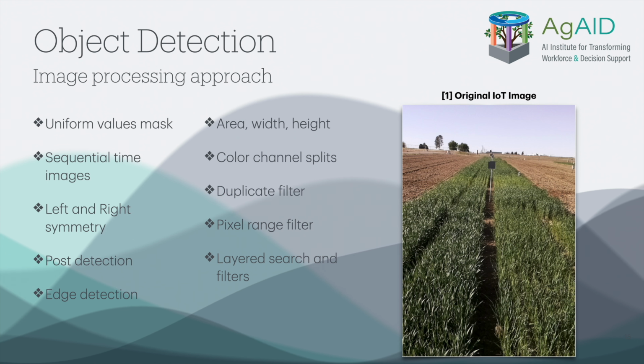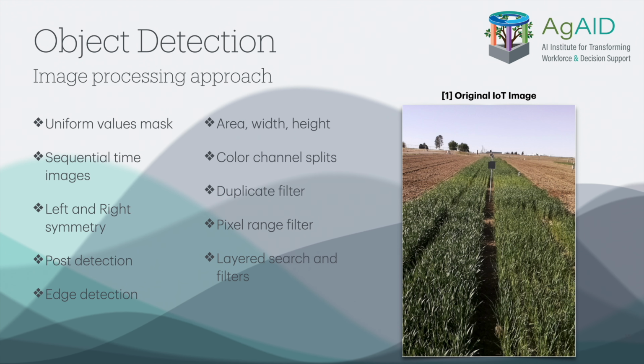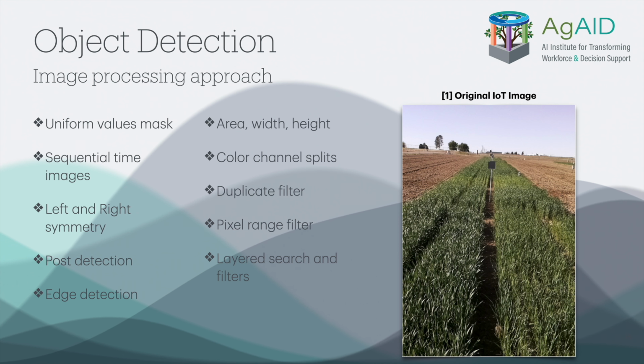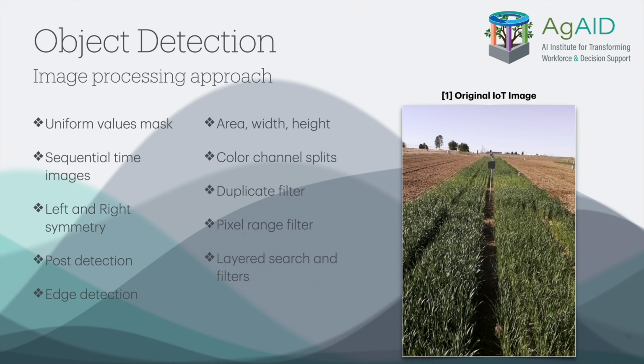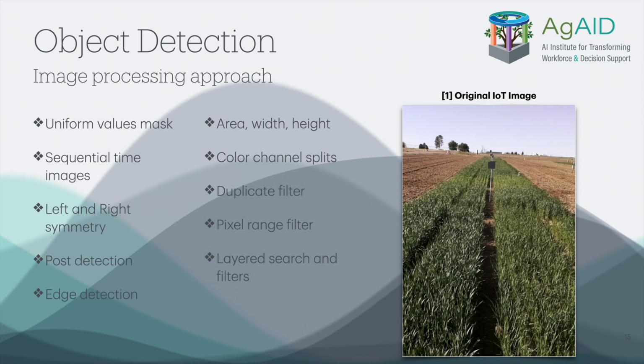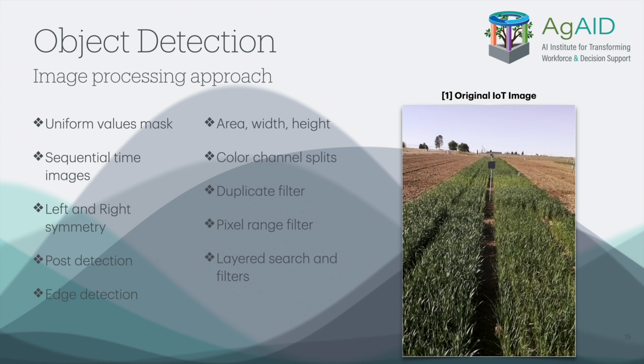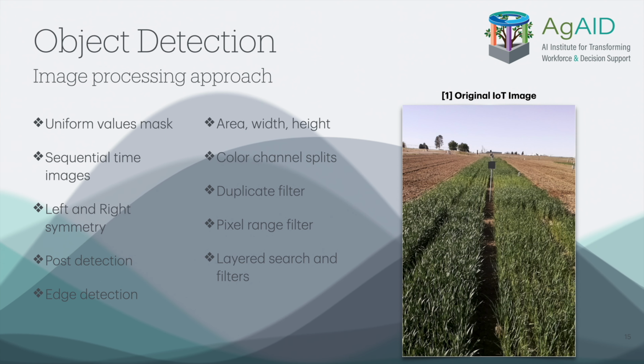The idea is to isolate the panel by recognizing image patterns and manipulating pixel values. I tried a few different image processing approaches, but none ended up being very successful. Here's a high-level overview of my final image processing approach. Shown is an original IoT image.